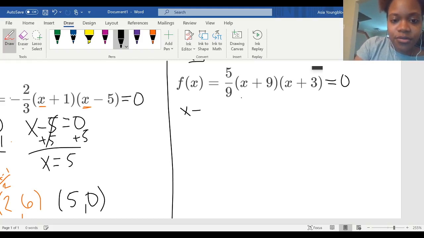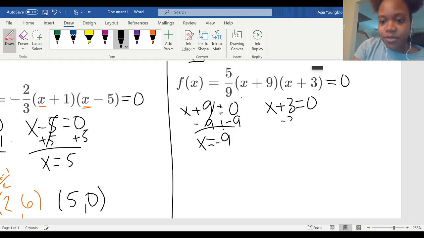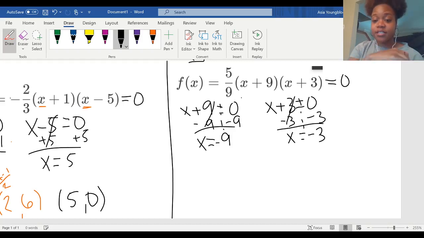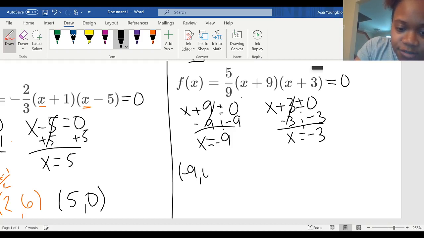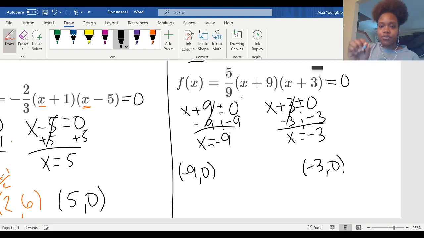So our 2 zeros will be x plus 9 equals 0 and x plus 3 equals 0. You can subtract 9 from both sides for the first equation. So the first zero is x equals negative 9. And then subtract 3 from both sides for the second equation. So the second zero is x equals negative 3. So our 2 zeros will be negative 9, 0 and negative 3, 0. So those are the 2 points where the graph touches the x-axis.